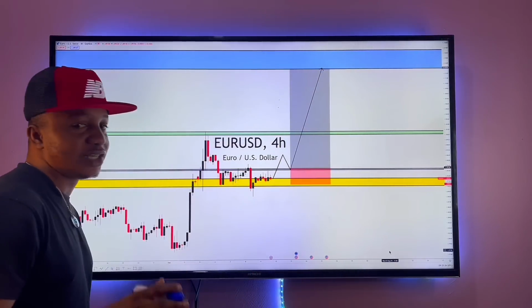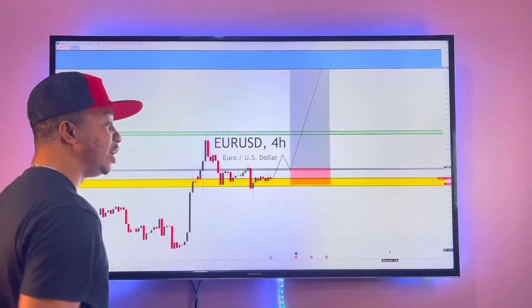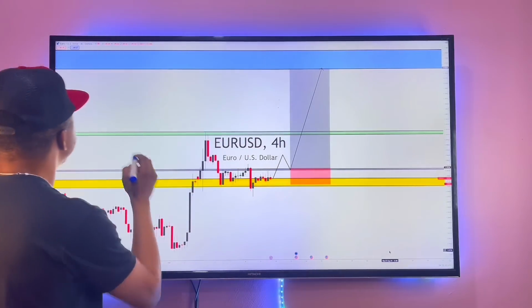So that's it for USD. Let's take it to the next pair, or the final pair, which is going to be gold. So gold, let's go all the way and begin with the analysis on that pair.